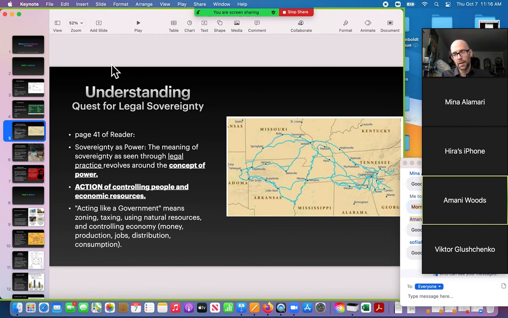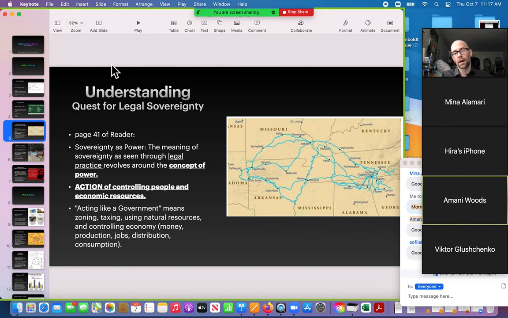Governments do zoning, so this leads to gentrification, it leads to unequal development, property rights. They do taxes, right? Some people pay taxes. Rich people tend not to pay taxes. They pay accountants not to pay taxes. They use natural resources, so they take resources, whether it's your house to build a freeway or to build a subway line, or whether it's stuff that's in the ground, like shale natural gas, the water systems, oil, and they control the economy, the circulation of money, which our government does a lot of, the production.